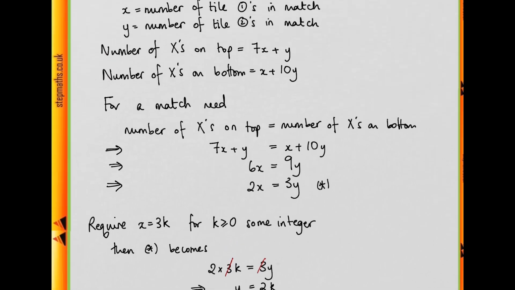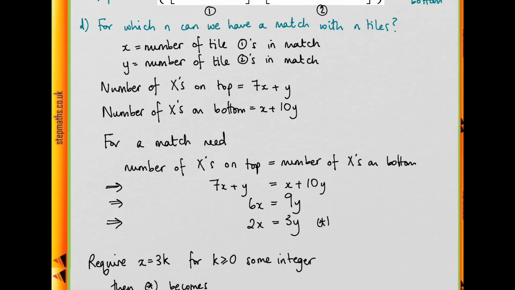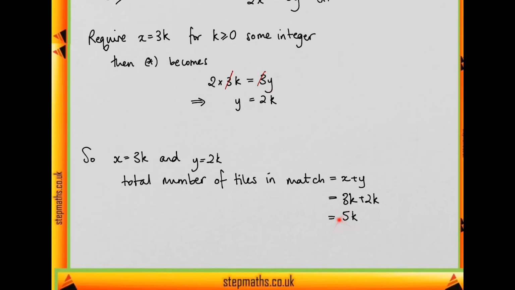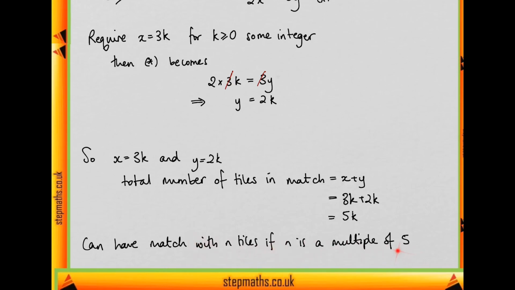And so when it asked us for which n can we have a match with n tiles, well, we see now that it must be some multiple of 5. So we just need n to be a multiple of 5.